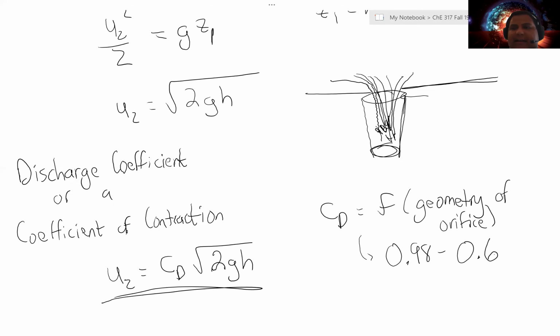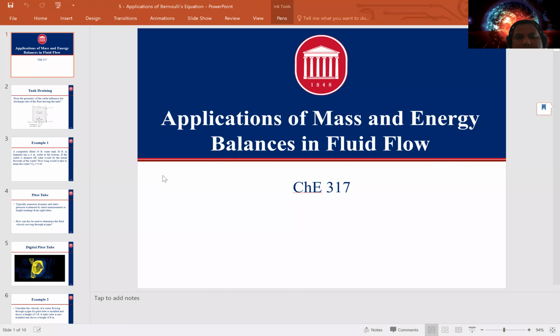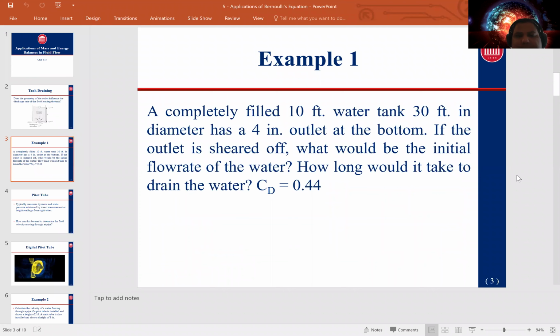So let's look at a fun example. A completely filled 10-foot tank, 30 feet in diameter, has a 4-inch outlet at the bottom. If the outlet is sheared off such that the water begins to flow, what would be the initial flow rate of the water, and how long would it take for the water to drain, assuming a discharge coefficient of 0.44?